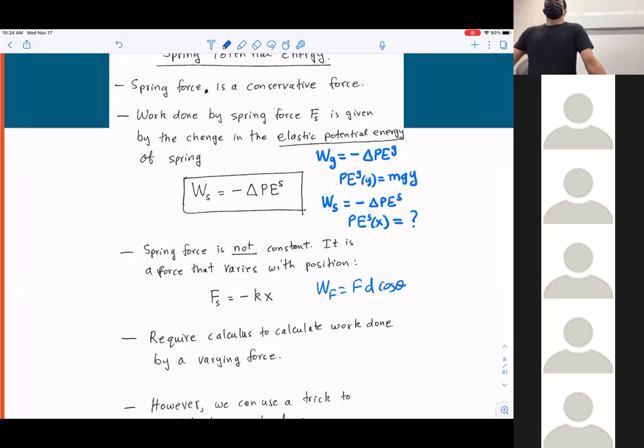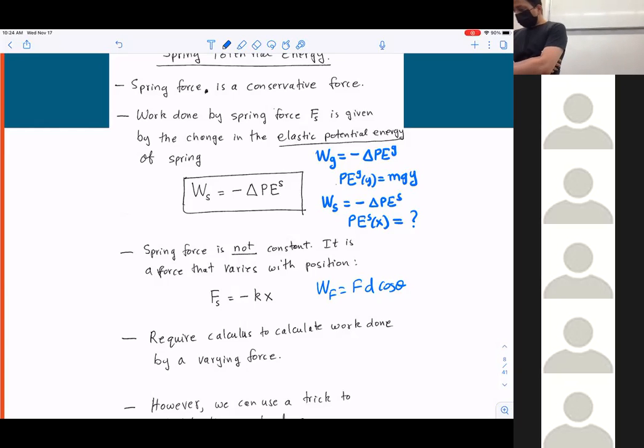Because once we have that function figured out, then I can use energy conservation: kinetic energy plus gravitational potential energy plus spring potential energy must be conserved in a situation where there are no non-conservative forces, for example. Any questions on that?